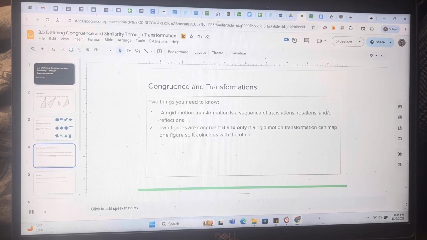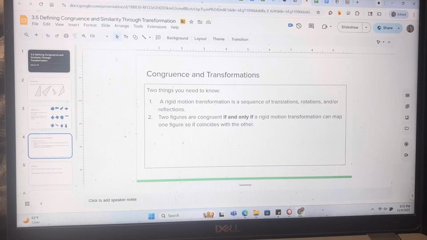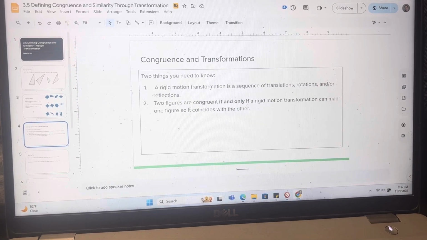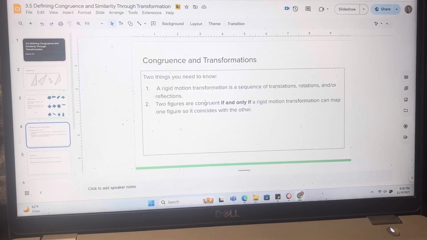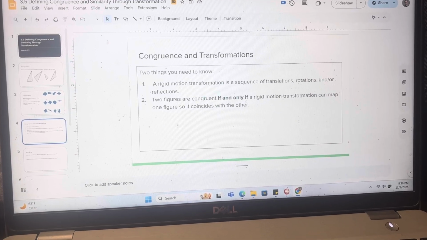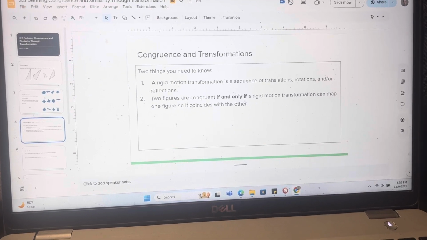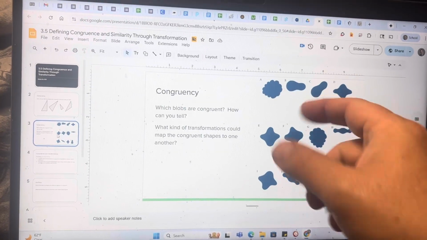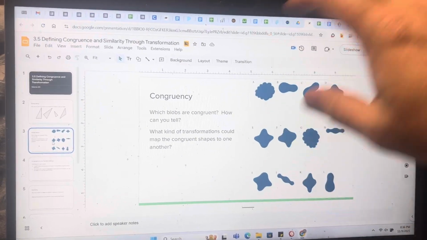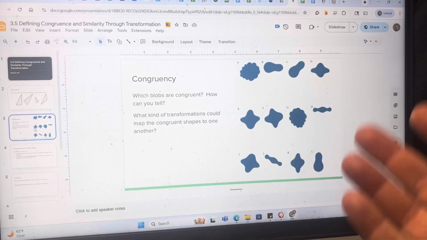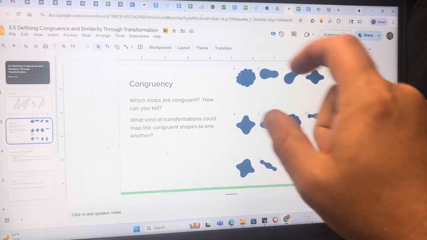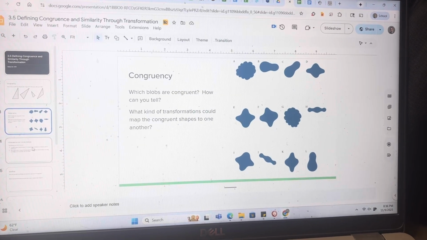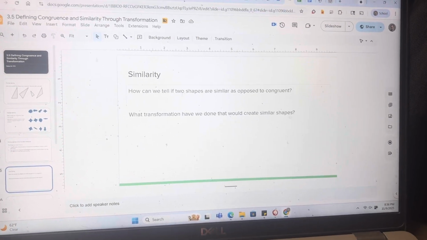So this is the stuff that you need to add to the notes. A rigid motion transformation is a sequence of translations, rotations, and/or reflections, and shapes are congruent if and only if a rigid motion transformation can map one figure so it coincides with the other. So if we can take one of these shapes and rotate it or reflect it or slide it, however we need to move it, and line it up or map it onto that other one, they are going to be congruent for sure.